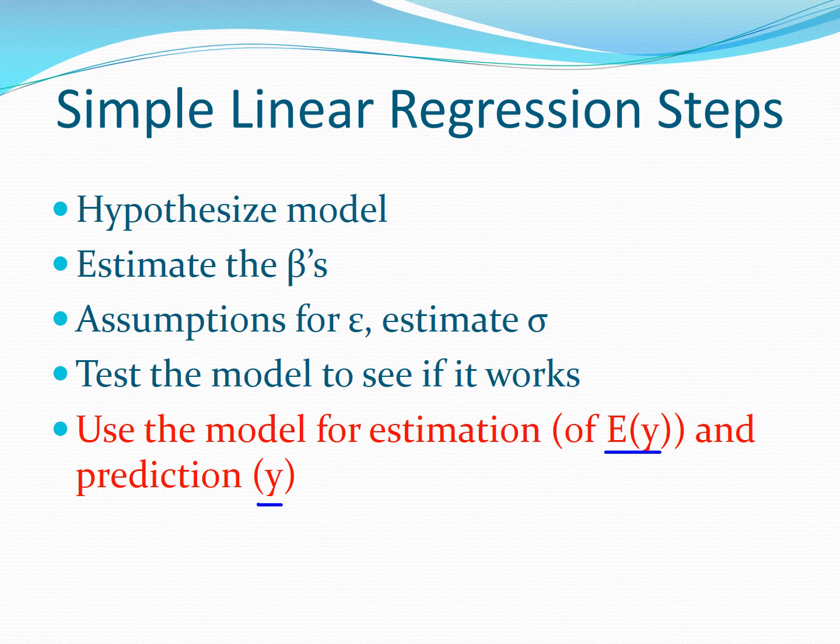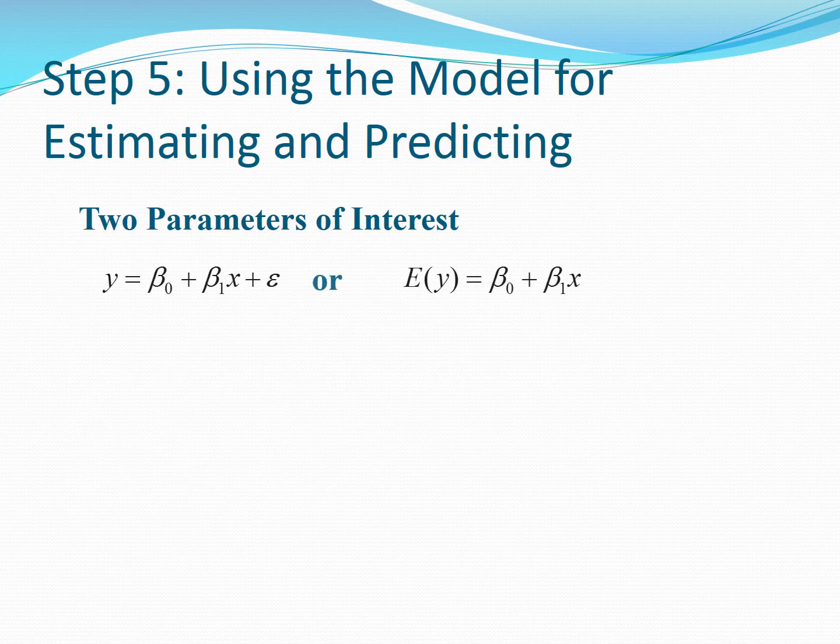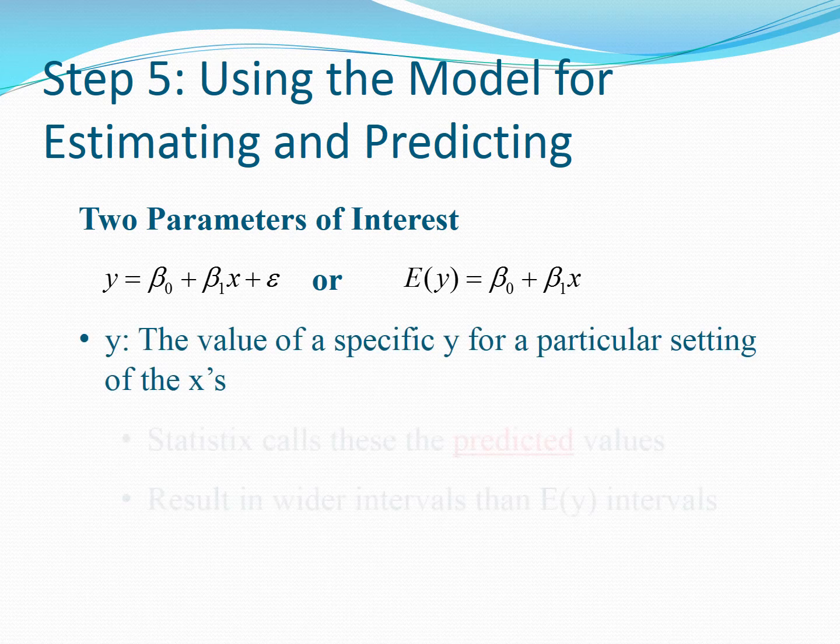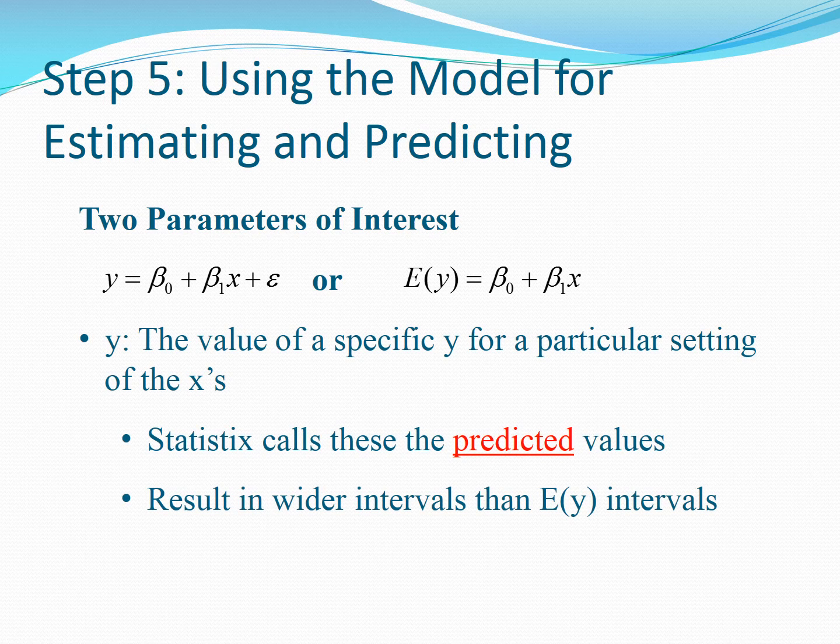Y is a single value. So the price of a single car with 40,000 miles; E of Y would be the average price of all cars that have 40,000 miles. The rent of a single apartment with 800 square feet, versus the average rent of all apartments with 800 square feet. So that's the difference between Y and E of Y. And the way that we're going to go about it is we're going to use a confidence interval. And so those two parameters again, Y and E of Y.